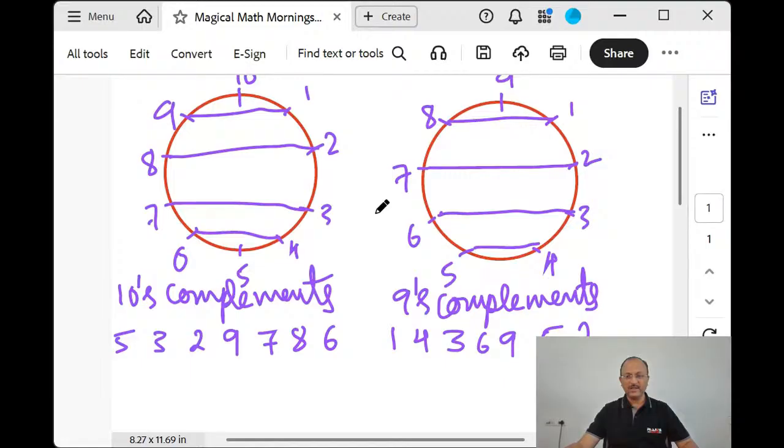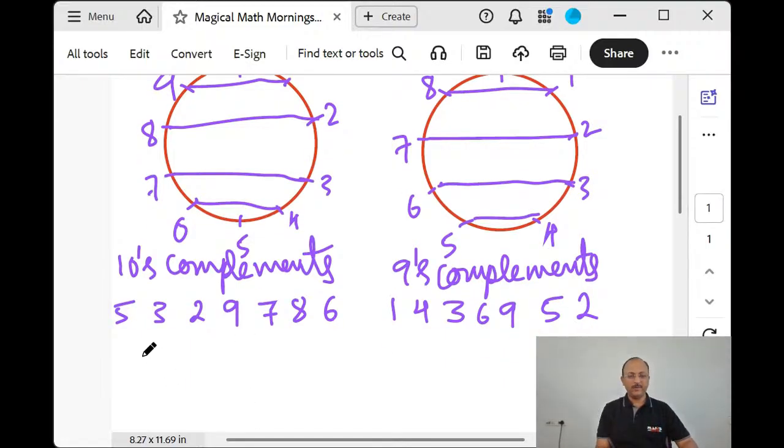Just let's quickly recap. I'll be writing the tens complements. At the same time, I want you people also to guess and say to yourself, what are the tens complements of these numbers? 5 is 5. 3 is, tens complement I'm telling, 7. 2 is 8. 9 is 1. 7 is 3. 8 is 2. 6 is 4. Correct? Like this, every day before starting the subtractions, for at least some 4 or 5 days, you have to practice this.